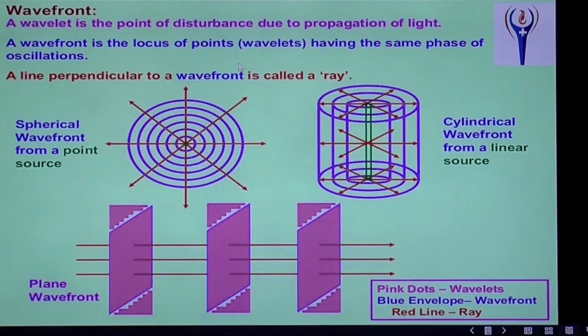And as we have discussed, a wavefront is a moving disturbance, a moving point due to propagation of light, and this is a spherical wavefront, that is a moving point. For a spherical wavefront, it's moving like this. For a point source, it looks like a spherical wavefront, and for a plane wave, it looks like a cylindrical wavefront. And for a plane wavefront, it looks like this.